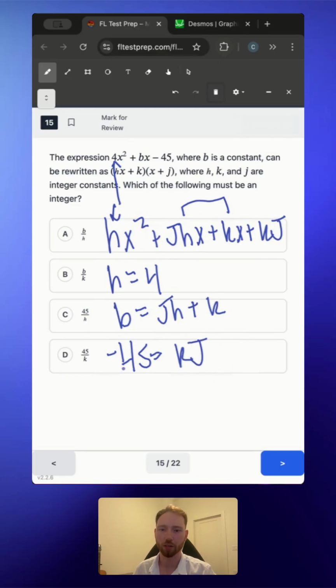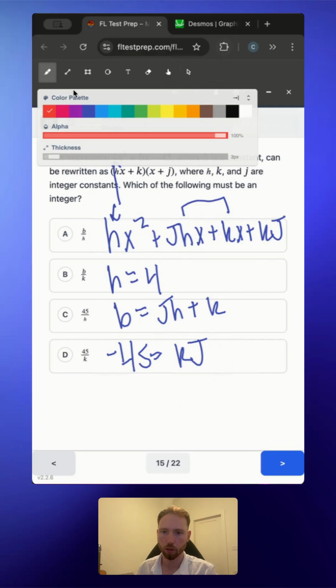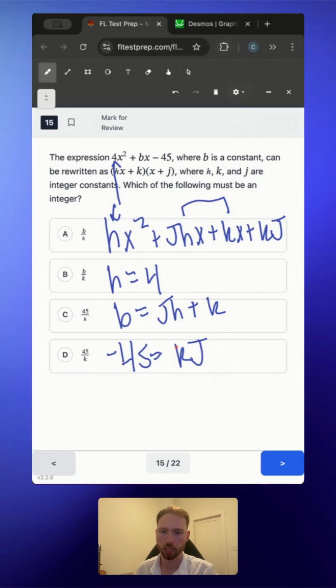And so which one of these answer choices could possibly be a whole number? Well, let's take a look at them. I'm going to change the color of my pen to a better color so we can distinguish.